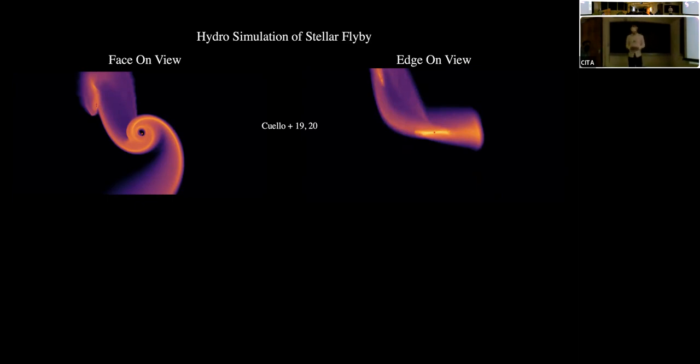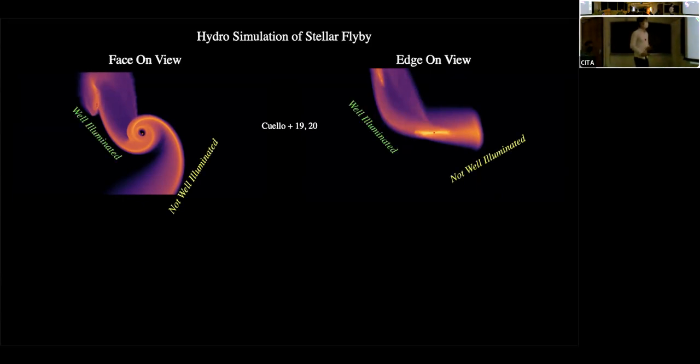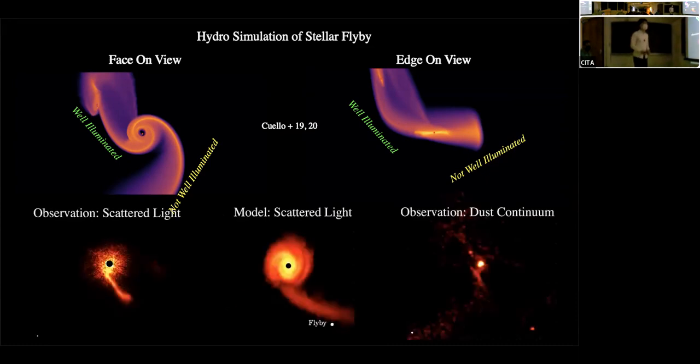This difference produces a key difference in illumination pattern, as the primary arm between the flyby and the primary star is much better illuminated than the secondary spiral arm, because for the former, the line of sight between the spiral and the primary star is not blocked. Indeed, if we produce a synthetic scattered light image of the model, as we see in the middle panel at the bottom, we only see one spiral arm that points to the flyby star.